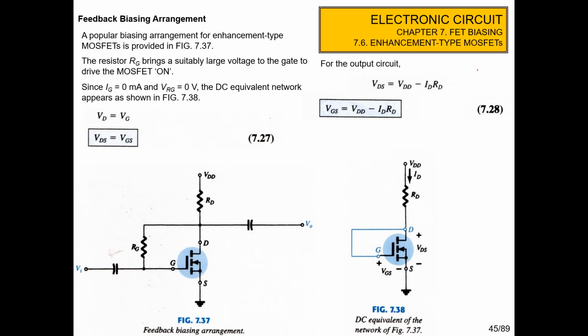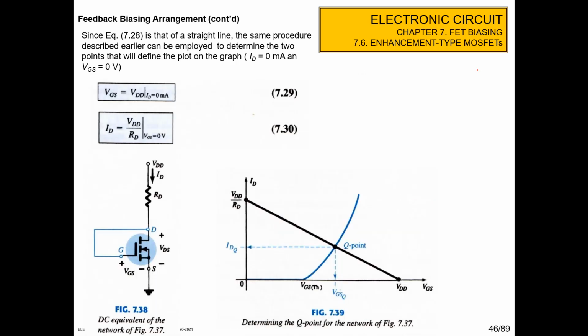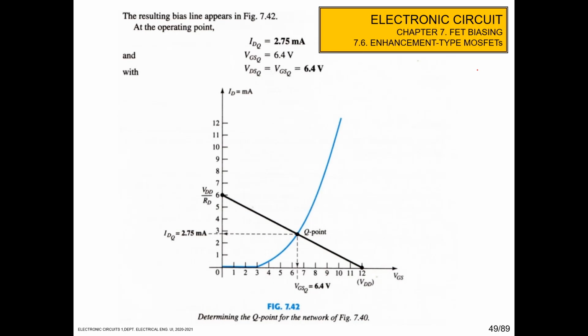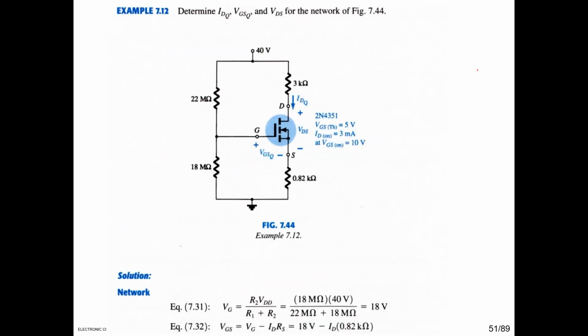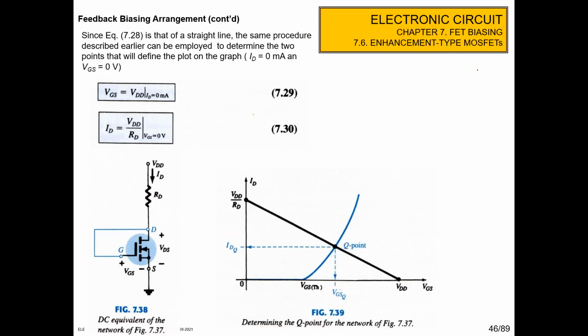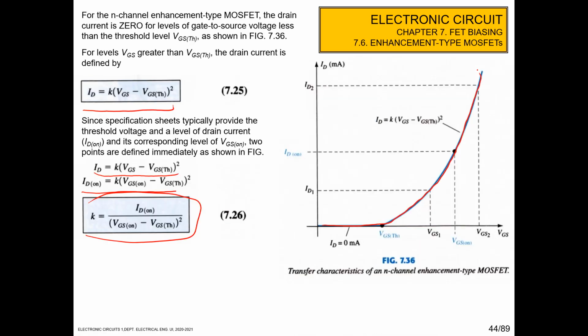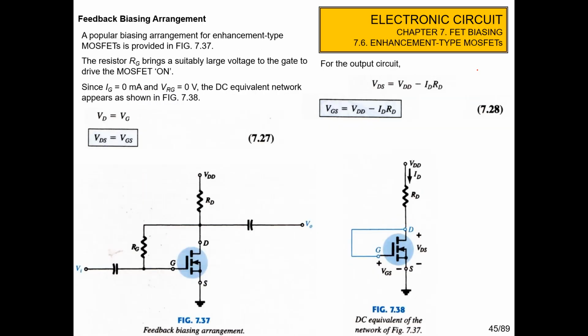Okay, I will continue for the enhancement type. Here we can use the feedback biasing arrangement for the enhancement type. So we connect the RG to the output here. So we call it feedback. Okay, since IG is equal to 0, the VRG is equal to 0.